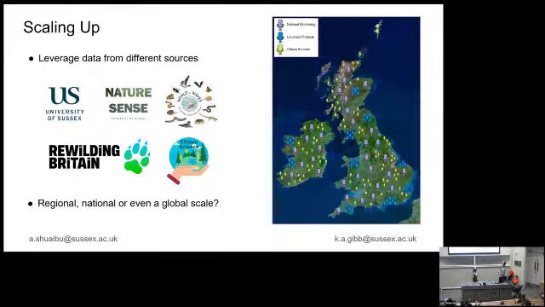So can we scale up to look at this, to build a holistic representation of the soundscape at a global scale? This is going to give us a much richer insight into what's really going on and a better insight into ecological processes. Thank you.